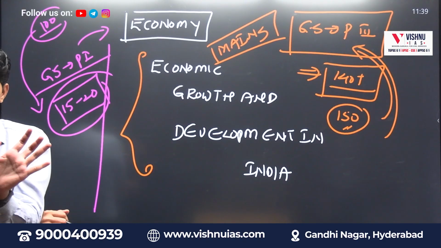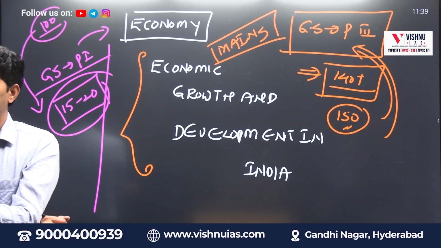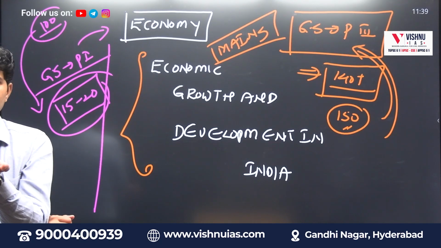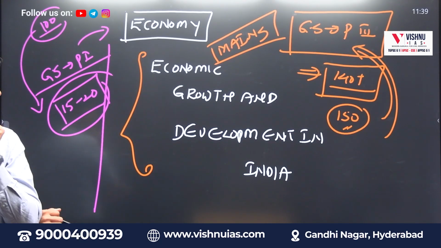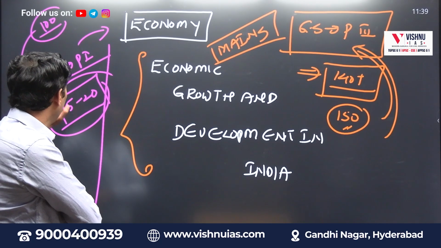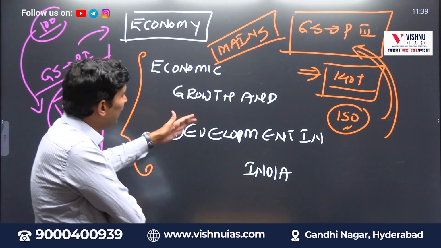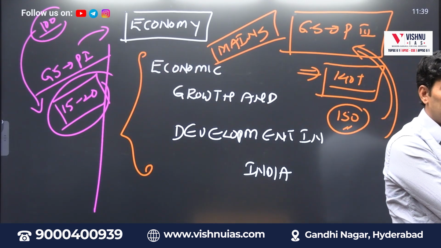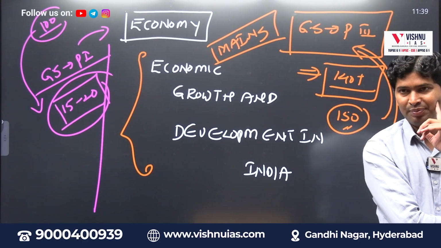You should not leave the core subjects. In the core subjects, you have to compulsorily cover the repeated themes. Compulsorily we have to improve our basics. So the role of economy in UPSC prelims is roughly 15 to 20 questions, and in mains around 150 plus marks in GS paper 3. So this is the importance of a subject called economy.